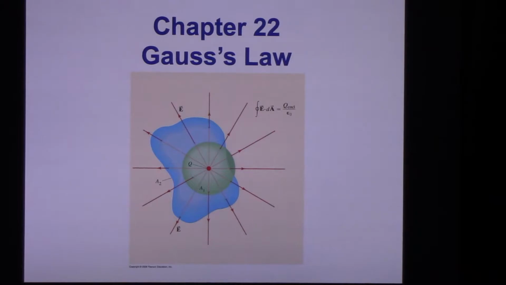Good morning. All right, we are ready to move on into the next chapter, chapter 22. Chapter 22 is called Gauss's Law. Now, what Gauss's Law consists of is a technique for solving for the electric field. And let's get in and see what this entails.